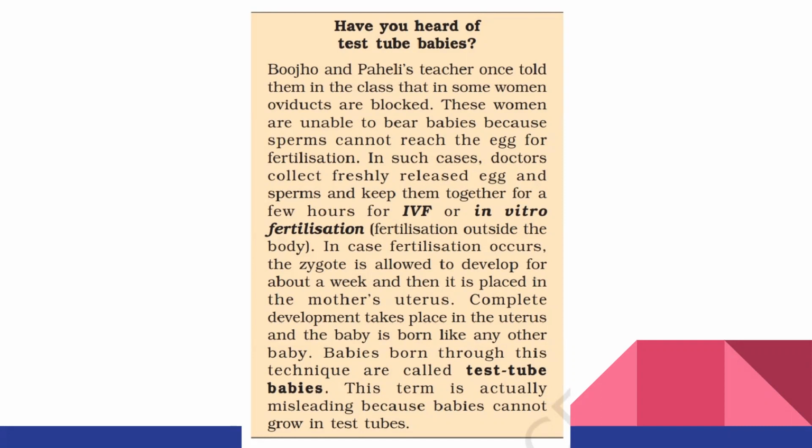After a week, the embryo thus formed is inserted into the woman's womb, where the embryo gets implanted and develops into a baby in about 9 months. The baby thus produced is called a test tube baby. This technique was first successfully introduced in humans in the year 1978. And this is called in vitro fertilization, or in short IVF.